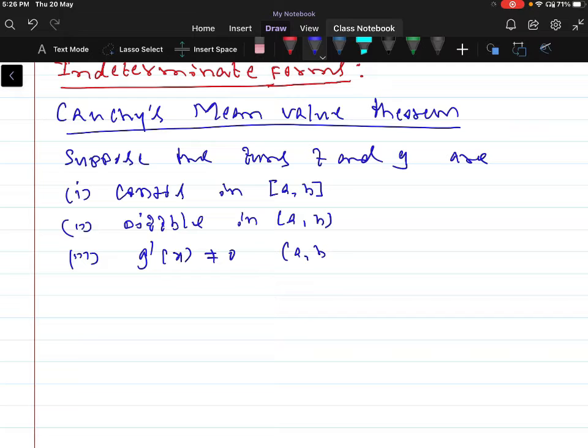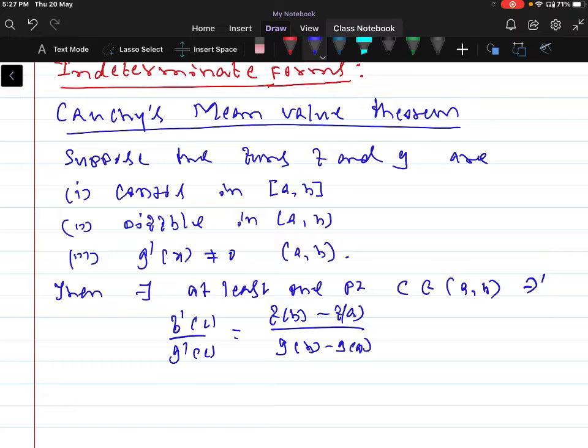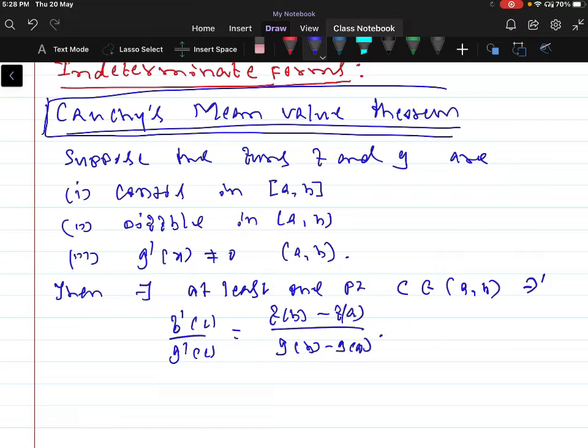So then there exists at least one point c belongs to the open interval (a, b) such that f dash of c by g dash of c is equal to f of b minus f of a by g of b minus g of a. Cauchy's mean value theorem will be useful for determining the evaluation of the indeterminate forms.